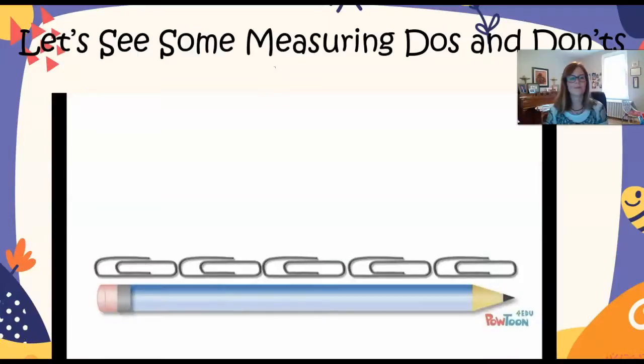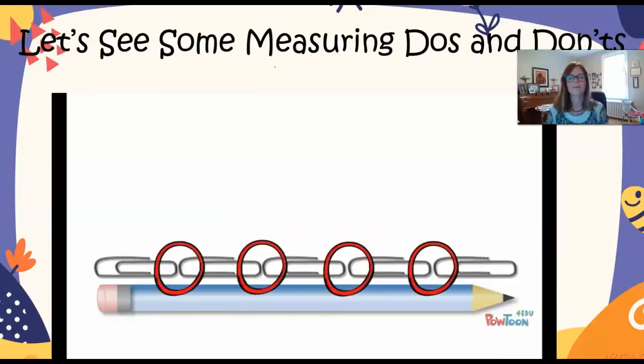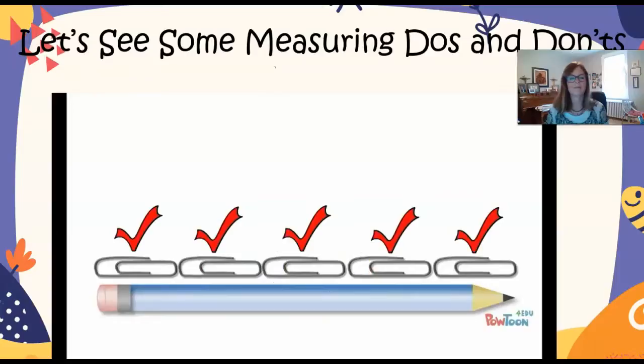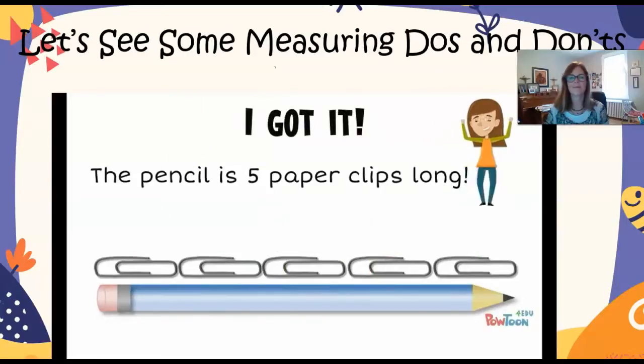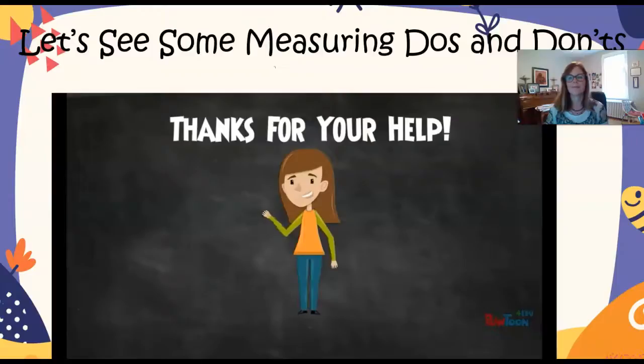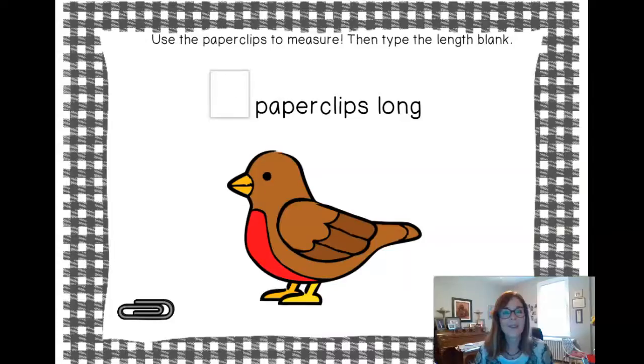Okay, so I started at one end of the pencil and I went to the other. I went in a straight line without overlapping. I didn't leave any gaps in between the paper clips. And I used paper clips that were all the same size this time. I got it! The pencil is 5 paper clips long. Thanks for your help. I wonder if these rules would work for other units, like cubes, or counters, or blocks? What do you think? Those were some great tips on how to measure.